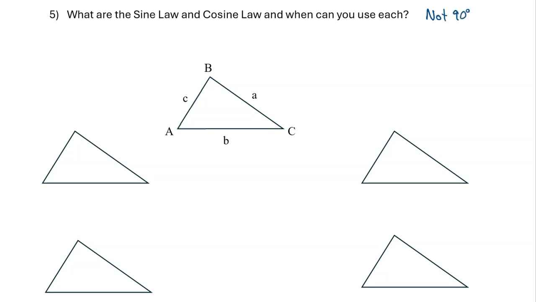Now we're going to look at the sine and cosine law and when you can use each of these situations. So this only applies if you do not have a 90-degree triangle. If you have a 90-degree triangle, by all means, go back and use SOH CAH TOA. Don't waste your time using these.